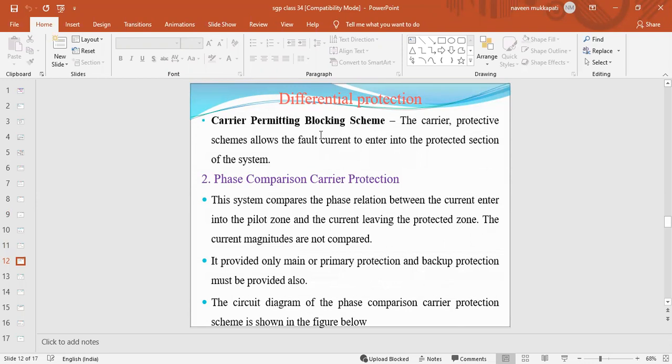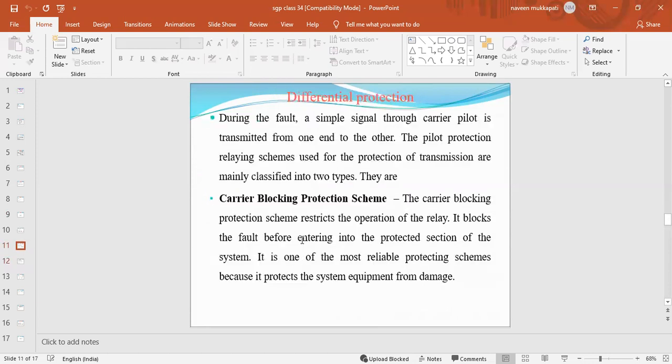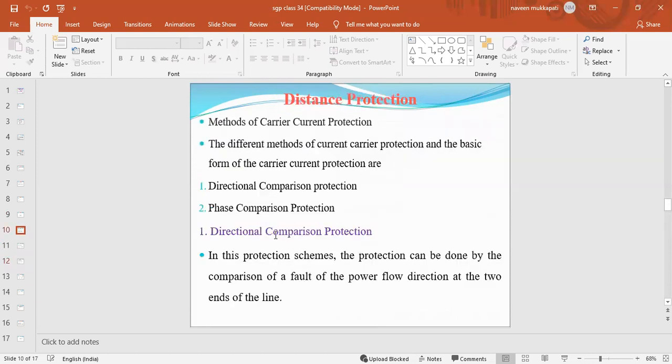Okay, that is the carrier current directional comparison protection.